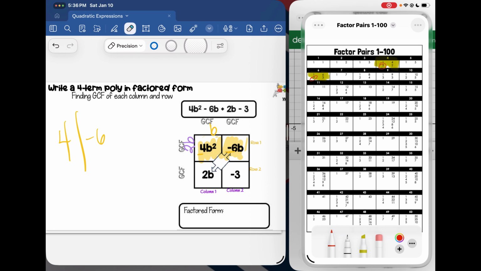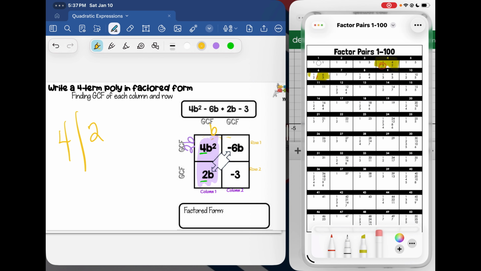All right, let's look at another one. So let's look at column 1, aka the one that's going down. We've already done the variables, but we're just looking at the coefficients now. So now I'm looking at the coefficient of 4 and the coefficient of 2. I want to know what's the greatest common factor, that's aka the biggest number that 4 and 2 have in common. So on my factor pair sheet, I'm looking at the factors for 4 and the factors for 2. What's the biggest number that they both have in common? A 2. So that means on the outside of this column, the greatest common factor of what they have in common is 2 for my coefficients and b for my variables.